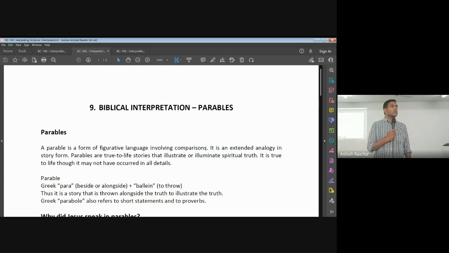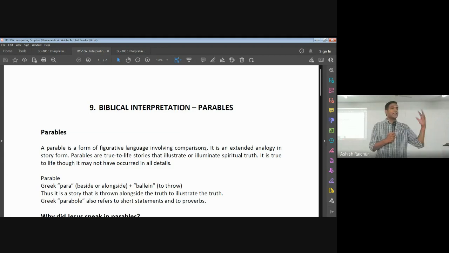One notable example in the Old Testament is when the prophet Nathan went to rebuke King David, 2 Samuel, I think chapter 11. David had committed a grievous crime. He had committed murder, committed adultery, all that. So God had sent the prophet Nathan to rebuke him. Now, how would he rebuke him? He used a parable.